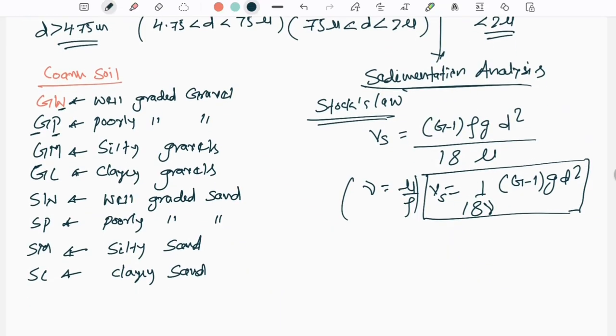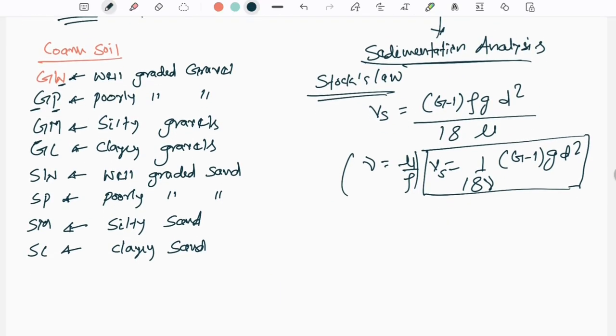So similarly for others, GC is clayey gravel, SW is well graded sand. Here S is for sand and W is for well graded, like gravel, and SP is poorly graded sand. SM, M for silty, S for sand, so silty sand. Again S for sand and C for clay, so clayey sand.